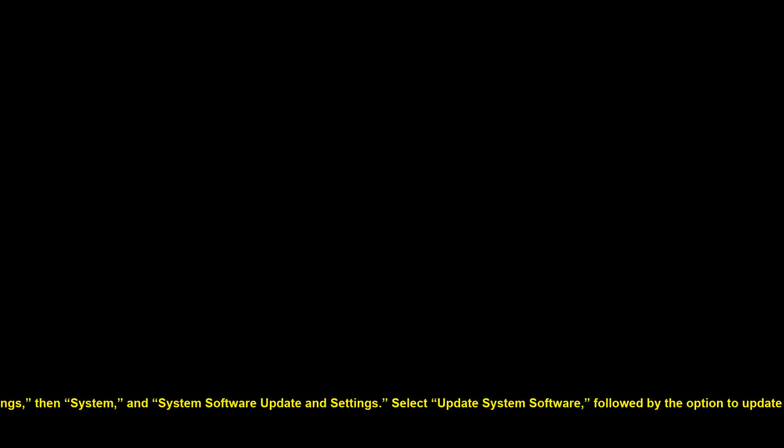Go back to Settings, then System, and System Software Update and Settings. Select Update System Software, then follow the prompts to complete the update. Once finished, your PlayStation 5 will restart, confirming the update. Now, you can enjoy your updated system with the latest features and improvements.